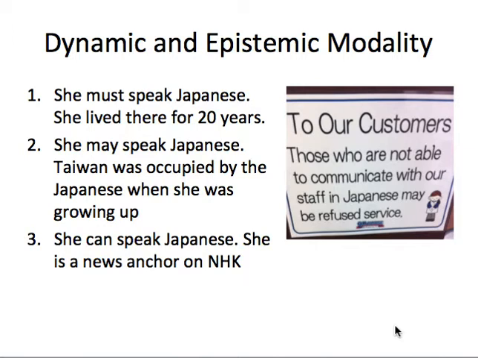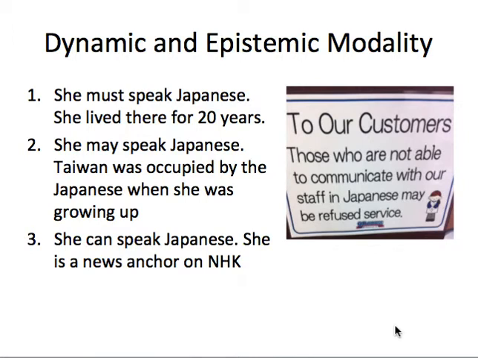We can weaken that inference. For example, she may speak Japanese. Taiwan was occupied by the Japanese when she was growing up there. Okay. During the 30s, 40s, Taiwan was occupied by the Japanese. Japanese was the language that was taught in schools, and knowing that, well, she may speak Japanese, because not everybody went to school, not everybody studied Japanese.